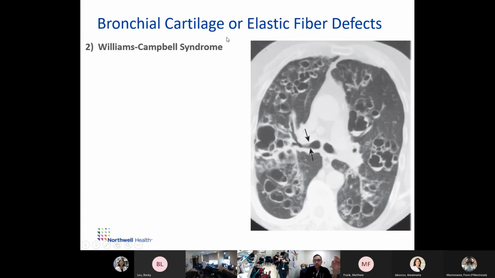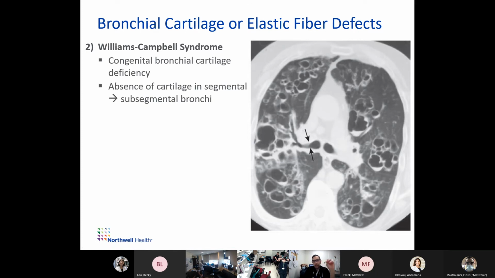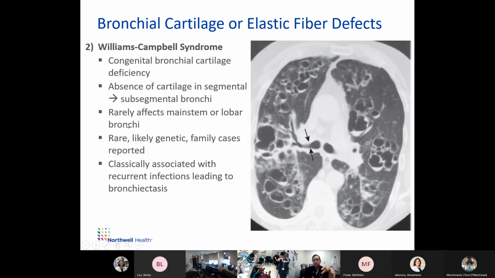Another syndrome is Williams-Campbell, and this is, I guess, more rare. I've never seen it, but Williams-Campbell is essentially associated with cartilaginous deficiency in the segmental and subsegmental bronchi. So these patients will not have tracheomegaly, they'll not have central bronchomegaly, but they'll have segmental and subsegmental bronchomegaly with associated bronchiectasis. And these patients classically have, with inspiration, ballooning of the airways, and with expiration, excessive airway collapse, leading to recurrent infections.